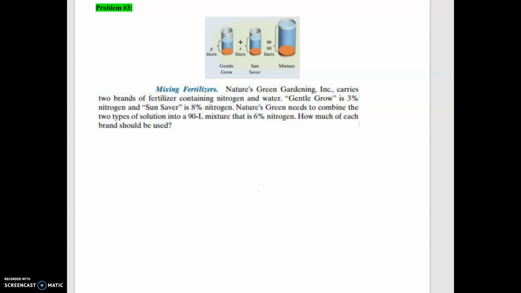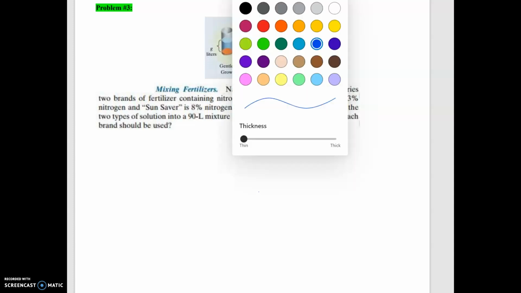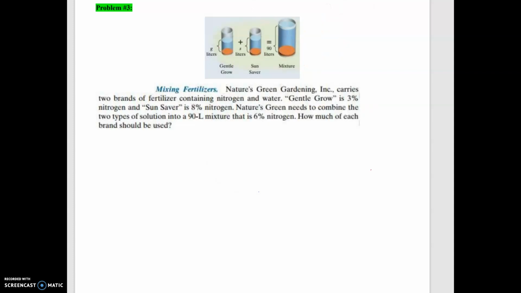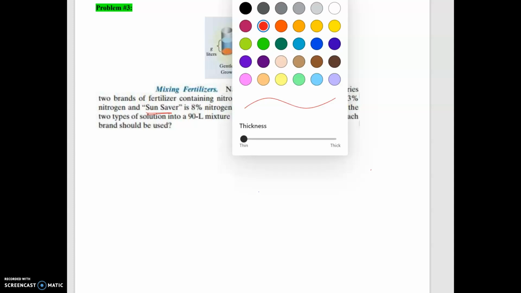Hi class, let's take a look at the next example. In this particular problem, we're looking at the following. The company is going to make two main products. One of them is called Gentle Grow, and the other is called Sunsaver. So let me start with that.